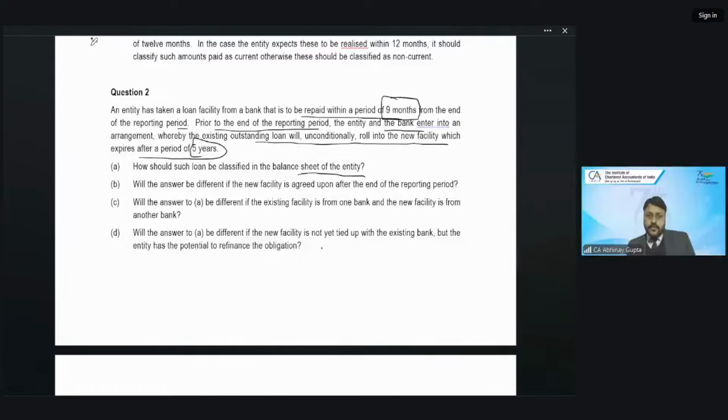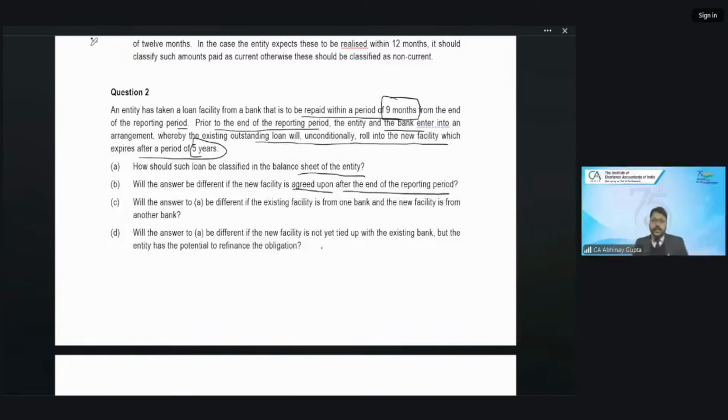Okay. Will the answer be different if the new facility is agreed upon after the end of the reporting period? Yes, sir. Since it is extended after the reporting period, we are not sure about that particular item. So hence it will be classified as a current item only.